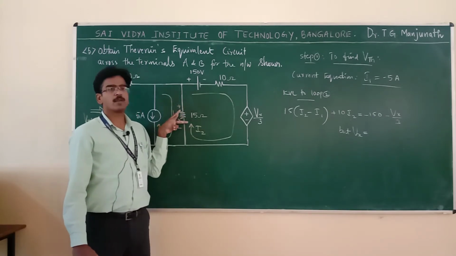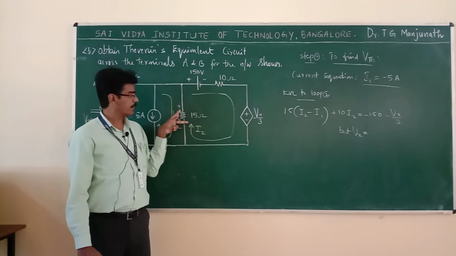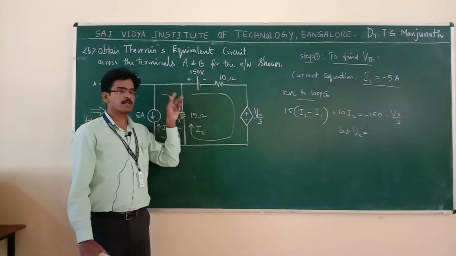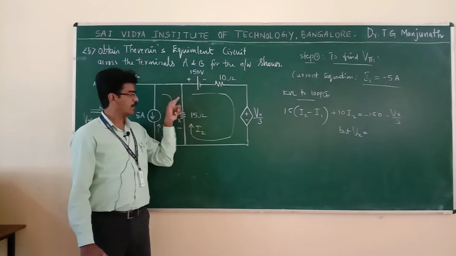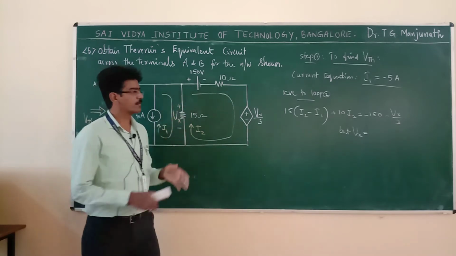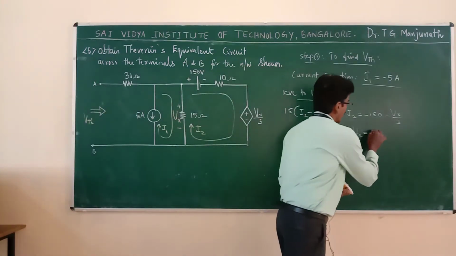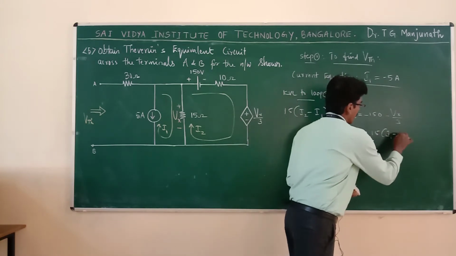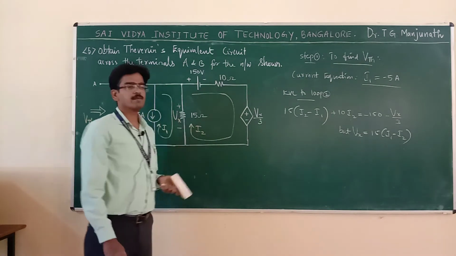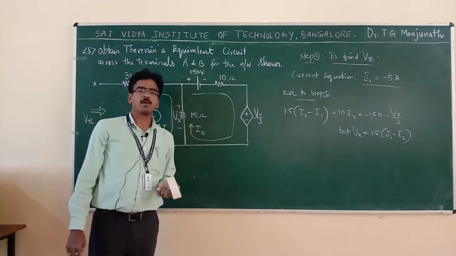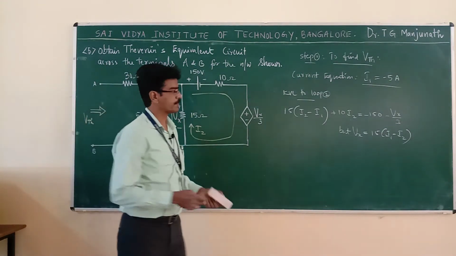Hence, what difference of current must I take? That is given by I1 minus I2 only. So what is Vx now? 15 into (I1 minus I2). You should not take I2 minus I1. That is very important when you are working with dependent sources.